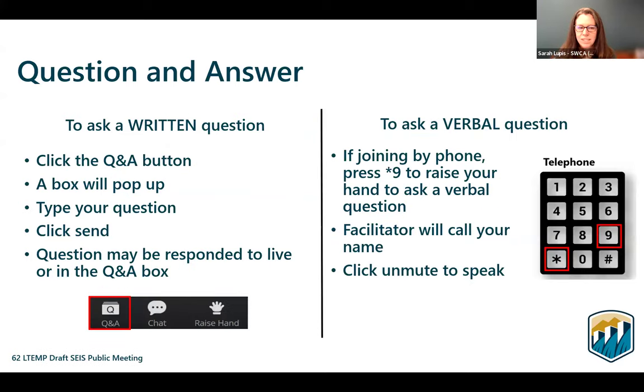We covered this at the beginning of the presentation, but just to say again, to ask a written question, you can use the Q&A button at the bottom of your screen. You click on that button, a box will pop up, you can type in your question, and then click send. Our panel of experts is working behind the scenes to answer your questions. When those answers are ready, I will read them back out to all of you, and I will also share those in writing in the Q&A box.